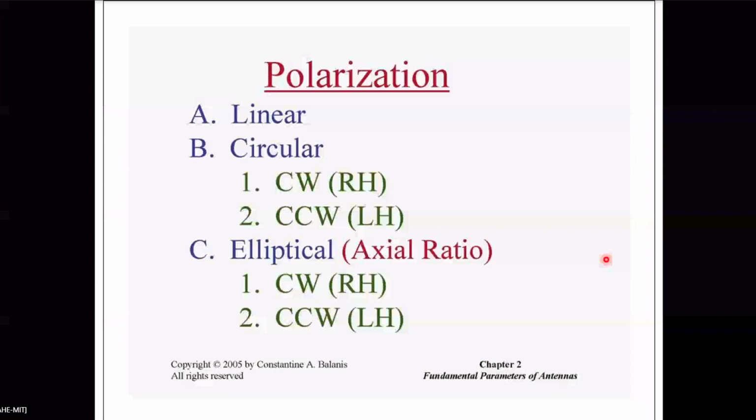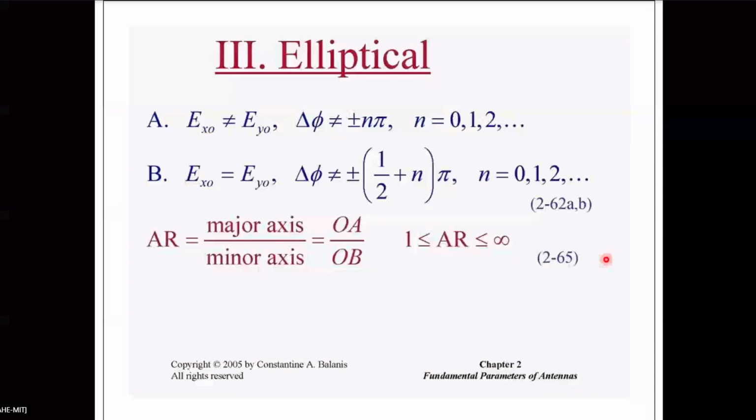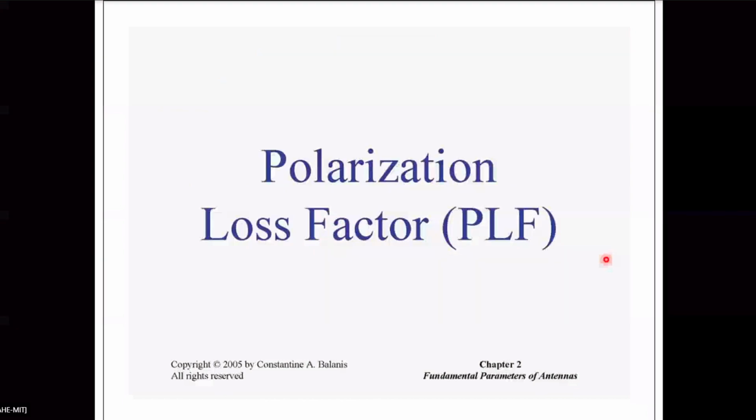Now we will go to polarization loss factor. I said the antenna has a polarization and the wave has a polarization. Wave polarization can be linear, circular, or elliptical. Antenna polarization can be in the z direction, y direction, x direction, like that. For example, a dipole antenna can be in the z direction. So there is a polarization for the antenna as well as polarization for the wave. Polarization of the wave means polarization of the electric field.